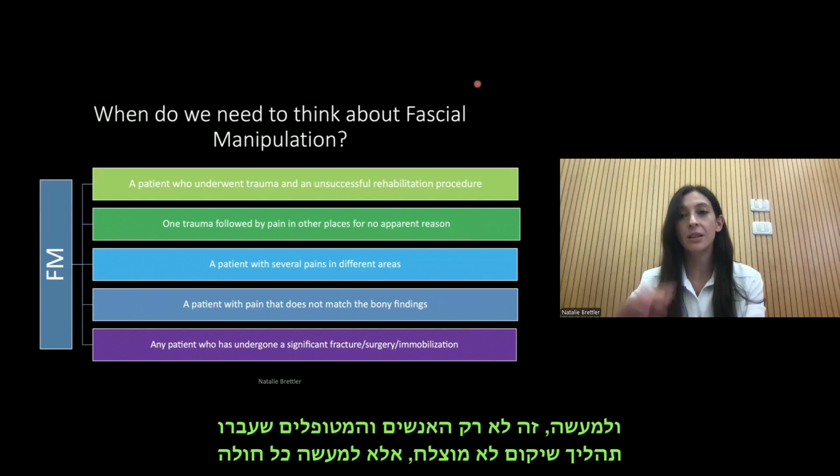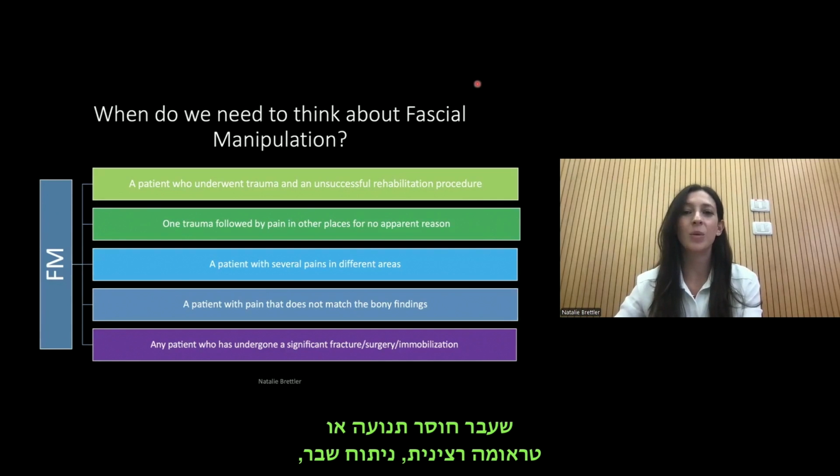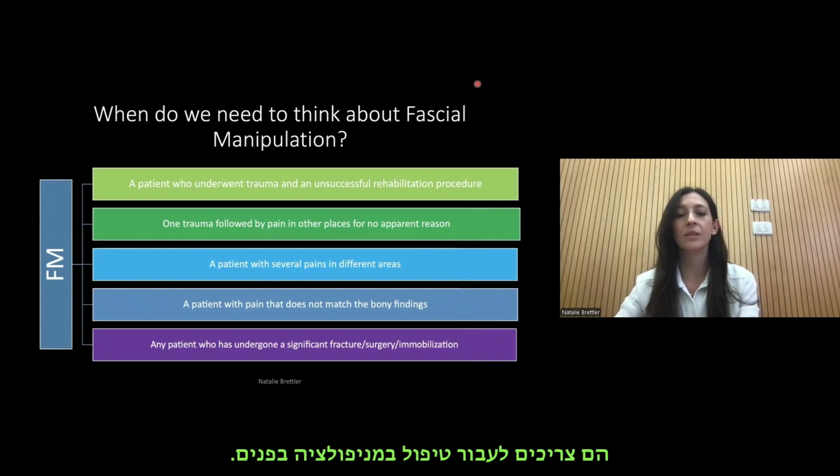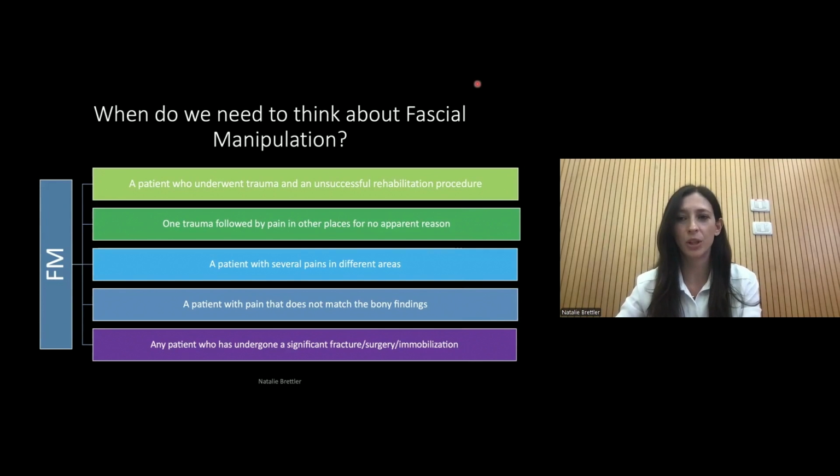And actually, it's not only the patients who had an unsuccessful rehabilitation process, but each patient that had immobilization or serious trauma, fracture, surgery, will for sure have densifications. With an operation, they will also have fibrosis. They have to have fascial manipulation treatment.